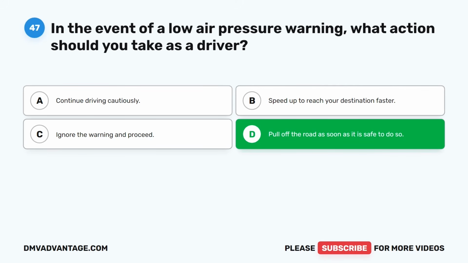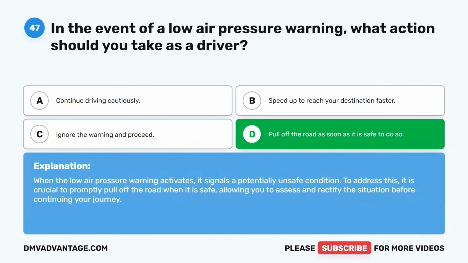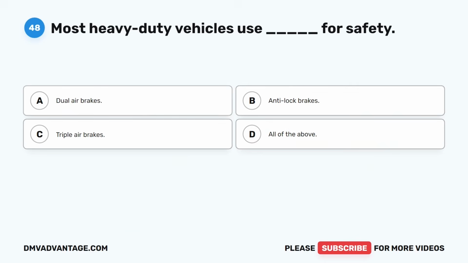Pull off the road as soon as it is safe to do so. When the low air pressure warning activates, it signals a potentially unsafe condition. To address this, it is crucial to promptly pull off the road when it is safe, allowing you to assess and rectify the situation before continuing your journey.